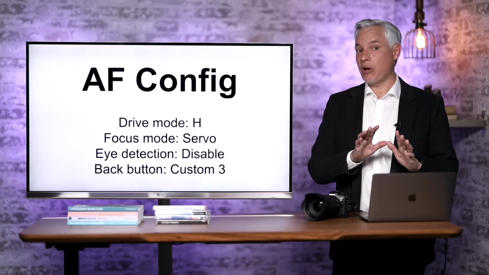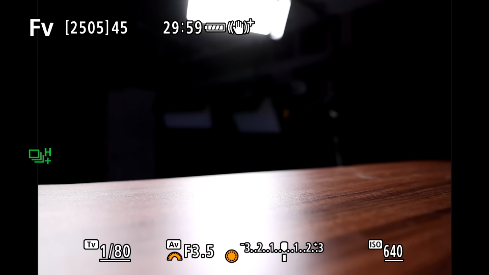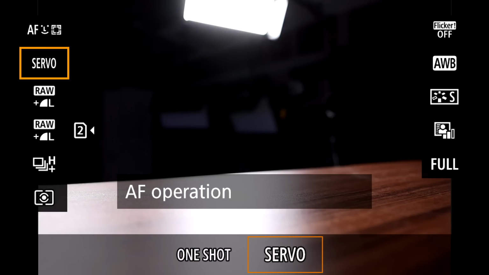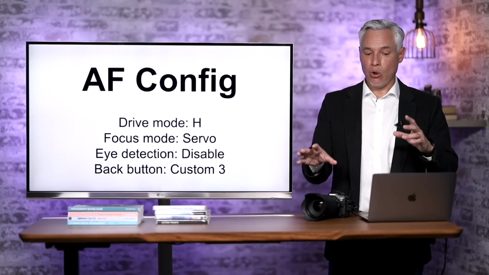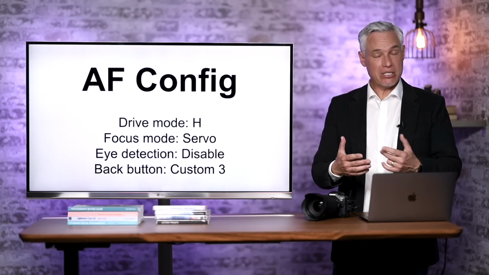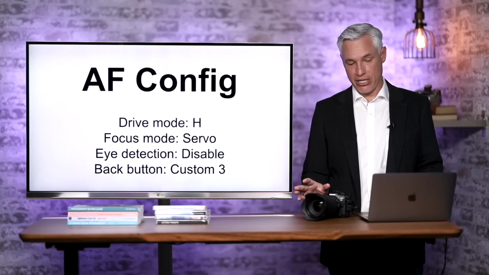I'm going to show you how I configure the Canon EOS R5 for back button focus. First, I'll hit the Q button here and I'll go to AF operation and select servo. That's continuous AF. That's my favorite way to focus with this camera. On other cameras, you might be choosing one shot because it's more accurate, but this is incredibly accurate even with servo, so there's no reason to not use it all the time.